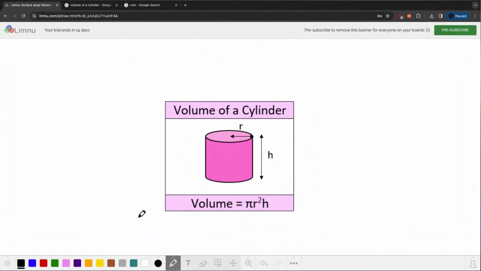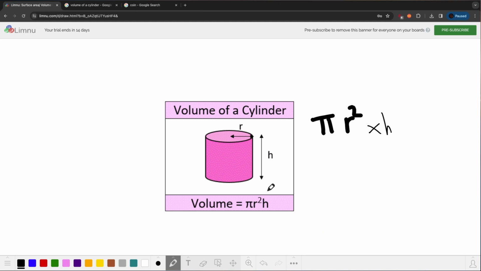Now we're going to learn about the volume of a cylinder. And I can assure you it is much easier than the surface area of a cylinder. So let's get right to it. The volume formula is pi r squared times h. Doesn't pi r squared look very familiar? Because it is the formula of a circle. And if you just times that by h, that's the height.